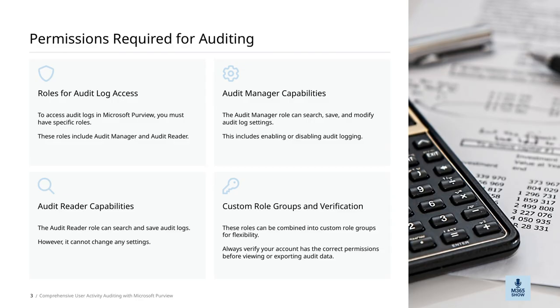Now, focusing on the specific roles, the Audit Reader role is designed to allow users to search and save audit logs. Think of it as a read-only role. You're able to access the logs, but you can't make any changes. This is useful for compliance or review purposes where you need visibility but not control.